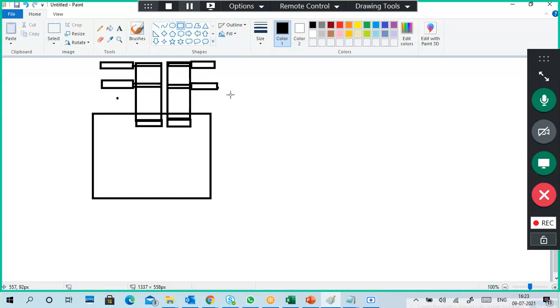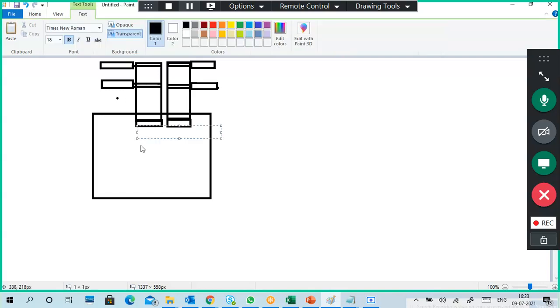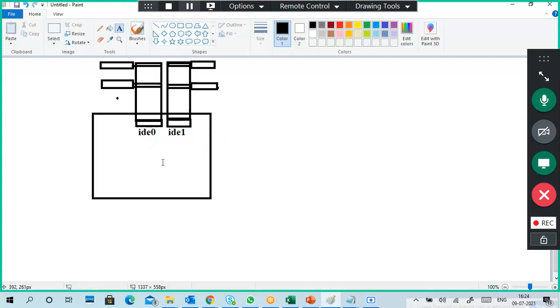Earlier there were master and slave settings, so many things. Nowadays we are generally not using more than one disk, and automatic detection is also there. A motherboard has two IDE connectors, so obviously we can connect four disk drives in total.